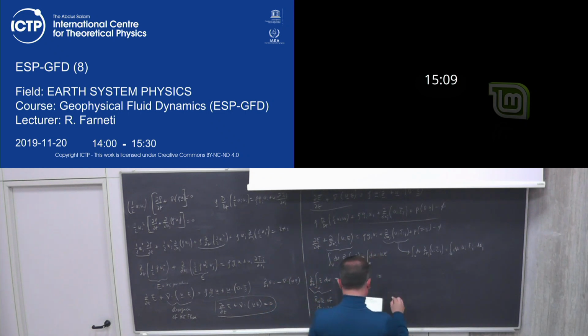And that is equal to the volume integral of rho g dot u. Okay. And this is the rate of work done by body forces.